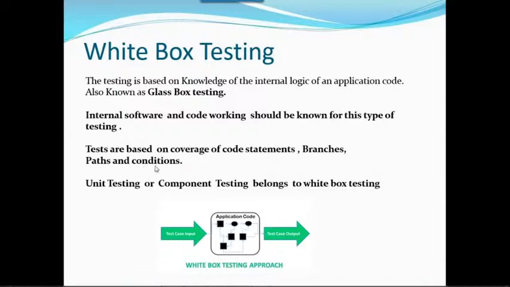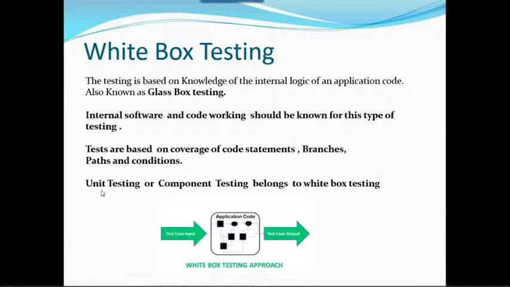The testing is based on the coverage of code statements, branches, paths and conditions. The developer always tests all these things: whether the code statement is working correctly or not, branches are working correctly or not, paths are working correctly or not, conditions such as if conditions are working correctly or not. Don't worry, we never involve that. So this is always unit testing. Generally, we can call it white box testing.